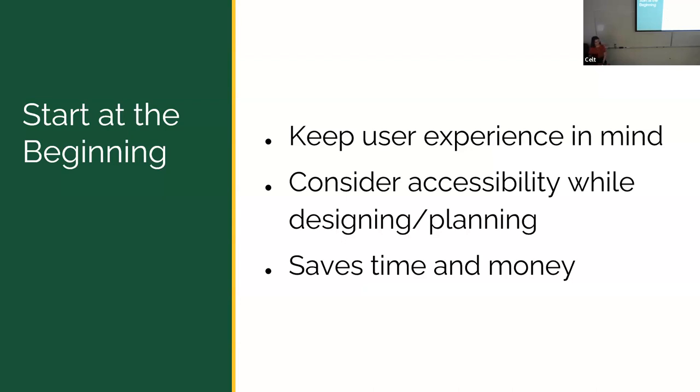The best way to incorporate accessibility is to start at the beginning as much as possible. Keep the user experience in mind. Whenever we create materials, we consider ourselves the ultimate user, which is not always true, because as we saw from the previous slide, there are different people who have different abilities and different constraints than us. So when creating digital material of any kind, you always want to keep the end user experience in mind. The sooner within the project you can incorporate accessibility, the better off everybody's going to be, because the longer you wait, the more time and money it's going to cost you to do remediation as opposed to just incorporating it early on in the project.